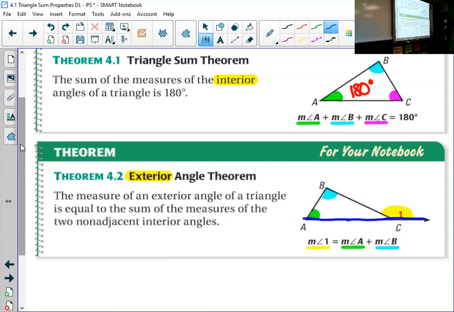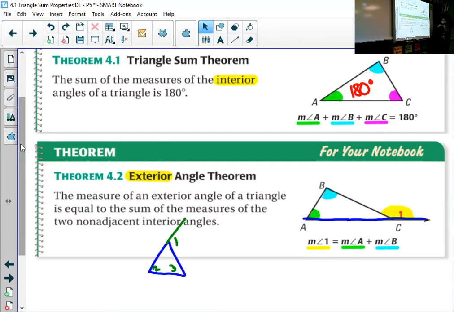Remember, adjacent means right next to each other. If it's non-adjacent, which means it can't be right next to it, it has to be on the other side of the triangle. So drawing a picture like this and marking that. Now your exterior angle is not always going to show up straight across like this. They could draw a triangle like this, and you could have your exterior angle right here. And then here would be your other angles. So angle 1 equals angle 2 plus 3.